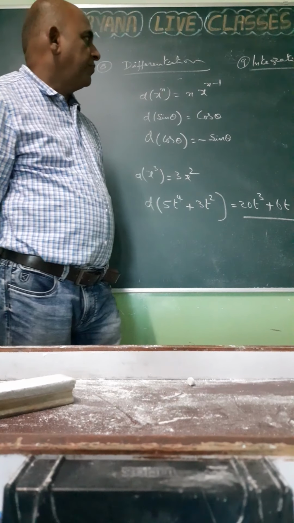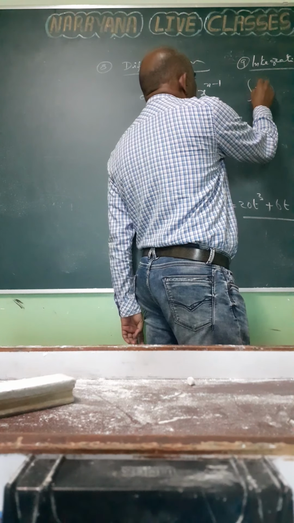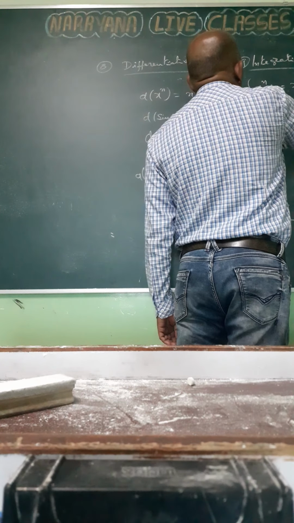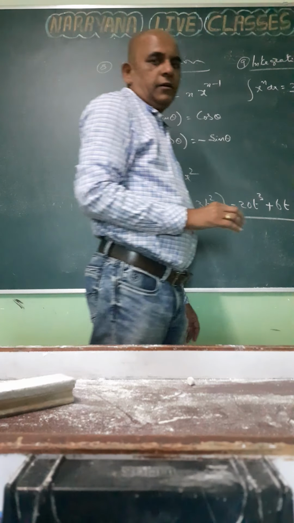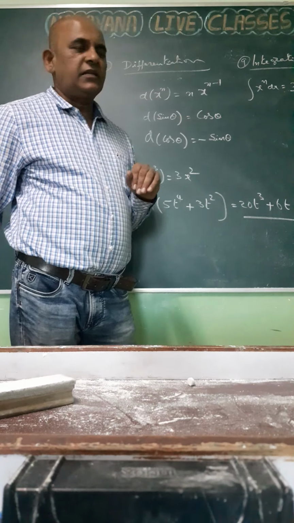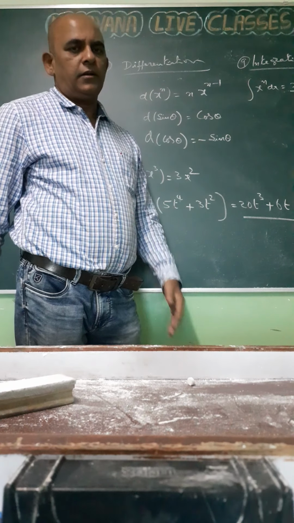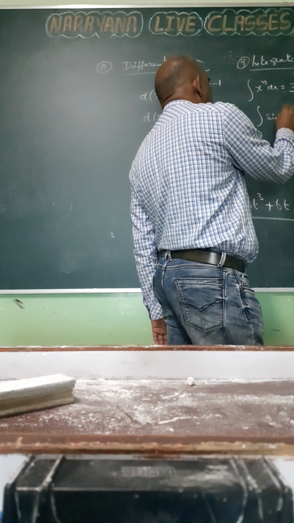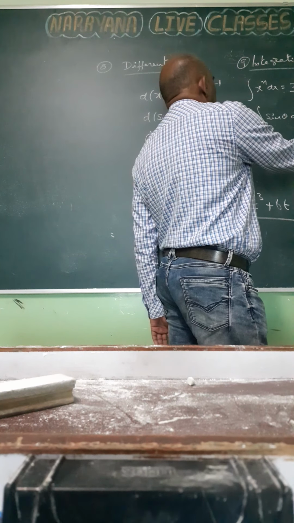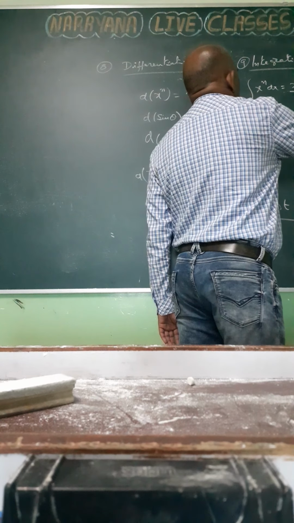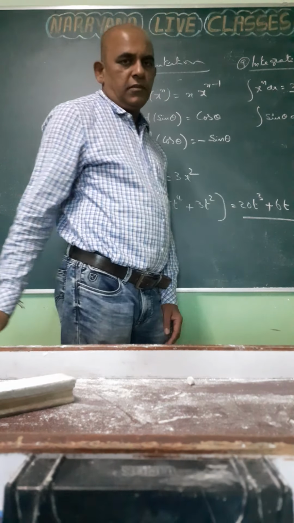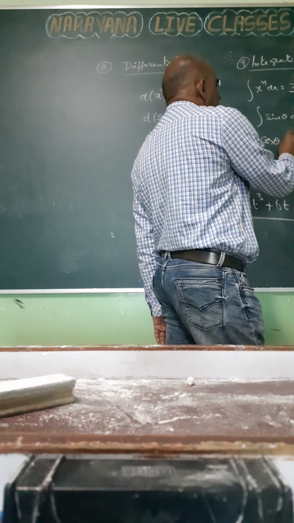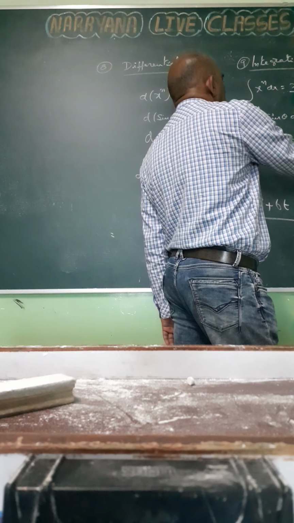In integration, integral x power n dx is equal to x power n plus 1 divided by n plus 1. Integral x power n dx is equal to x power n plus 1 by n plus 1. And here you also remember two formulas: integral sin theta d theta is equal to minus cos theta plus c. Here also the integral constant c will come. Integral cos theta d theta is equal to sin theta plus c.